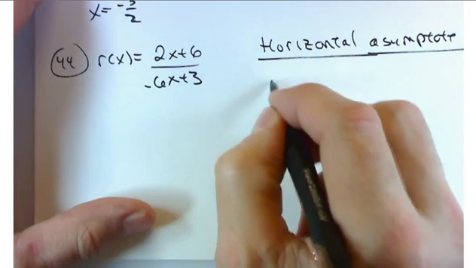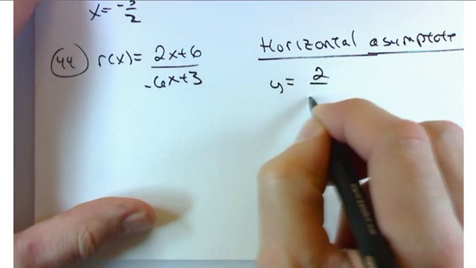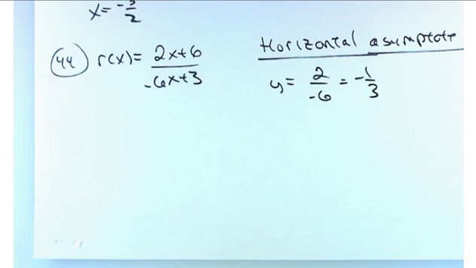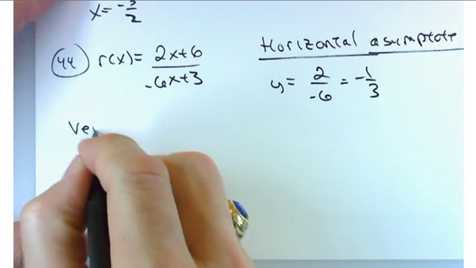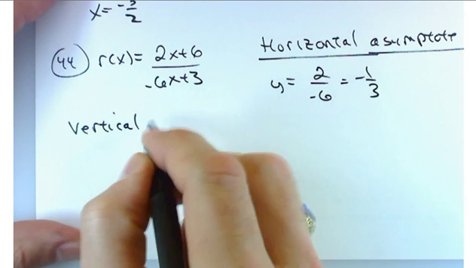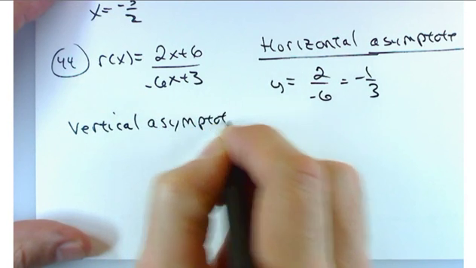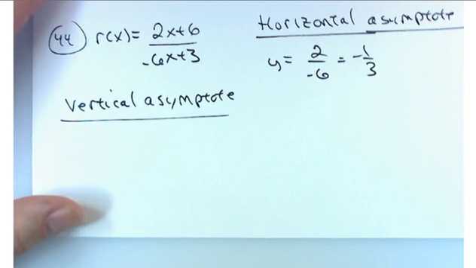Thank you. y equals 2 over negative 6, which is negative 1/3. Yay. How about the vertical asymptote? Got to be a little more careful. I mean, you're doing the right thing. You just made a little mistake.